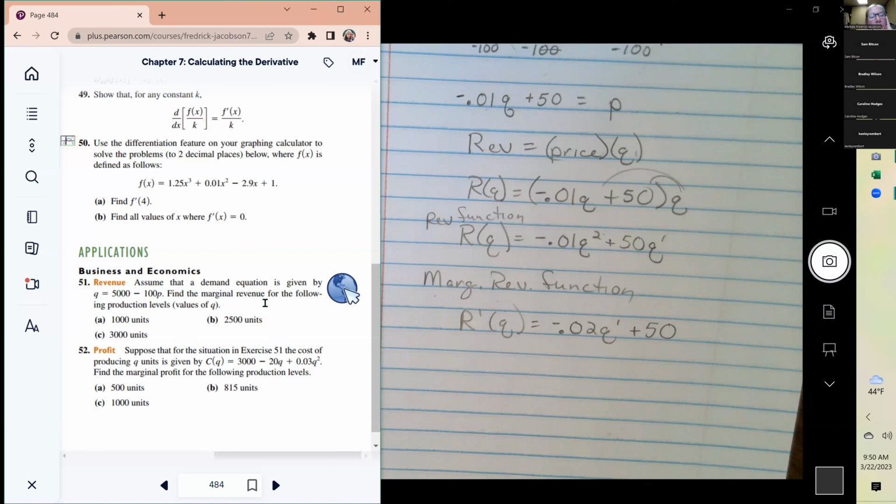Find the marginal revenue for the following productions. You just plug them each in, because if it said it was in thousands, then this would just be a 1, a 2.5. But it's not in thousands, so you plug in a whole 1,000. Sorry. But is there any questions on that? We'll do more tomorrow because I want to do 52. Any questions?